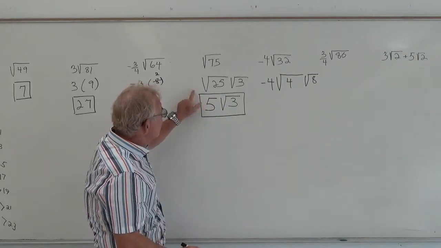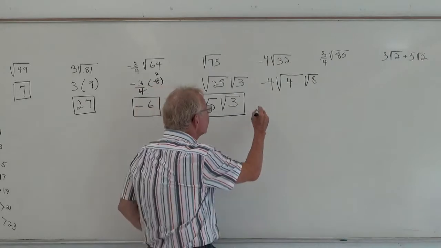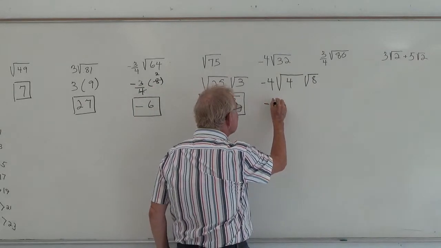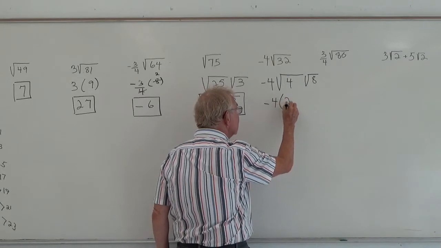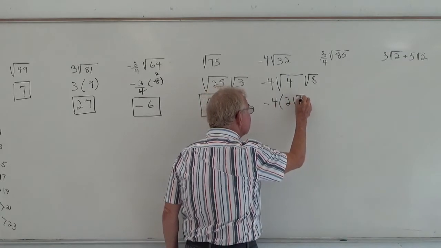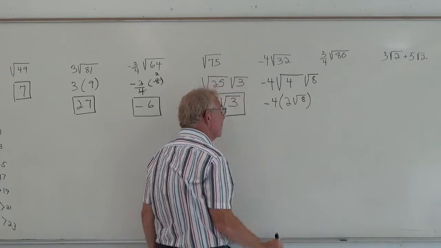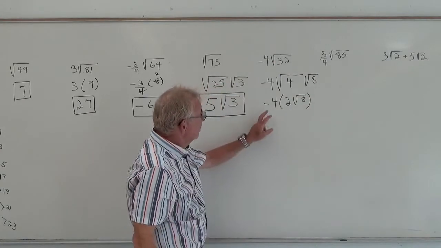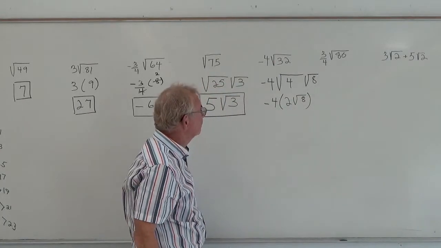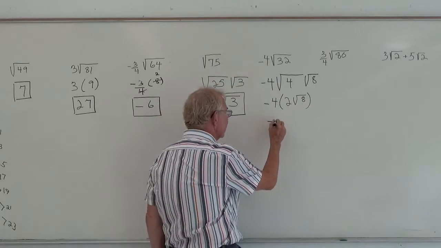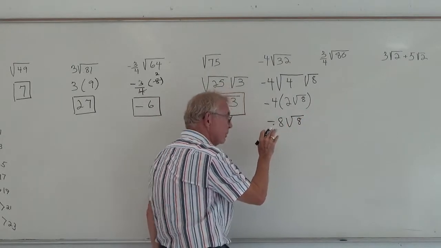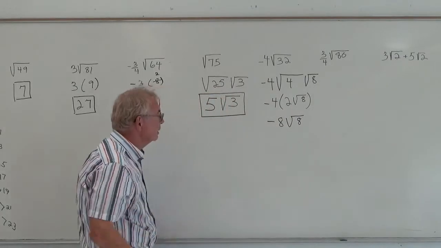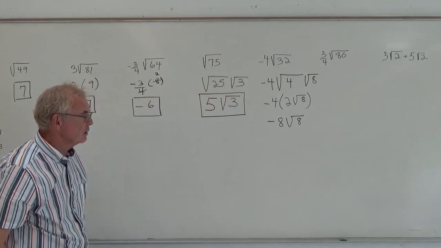Let's use the same procedure we did. We write this -4. And what's the principal square root of 4? You would say 2 roots of 8. Excellent. Now what's -4 times 2? -8 roots of 8. I say, wait a minute, don't put a box around that. Don't put a box around that yet. Why? We simplified it. Not so quick.